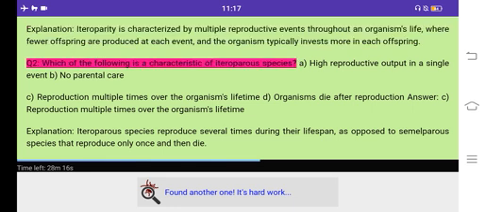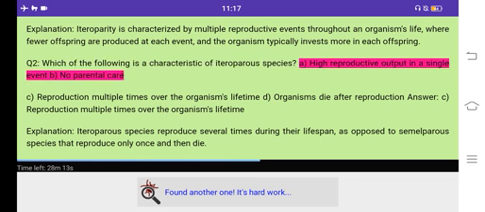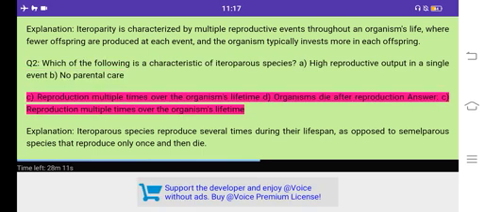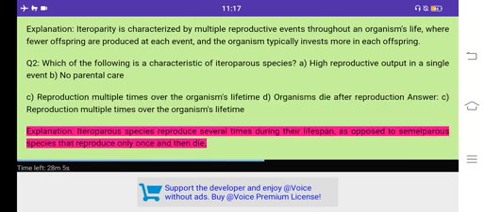Q2. Which of the following is a characteristic of iteroparous species? A. High reproductive output in a single event. B. No parental care. C. Reproduction multiple times over the organism's lifetime. D. Organisms die after reproduction. Answer: C. Reproduction multiple times over the organism's lifetime. Explanation: Iteroparous species reproduce several times during their lifespan, as opposed to some semelparous species that reproduce only once and then die.